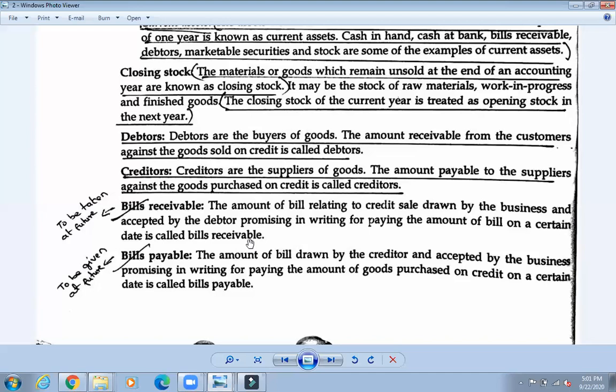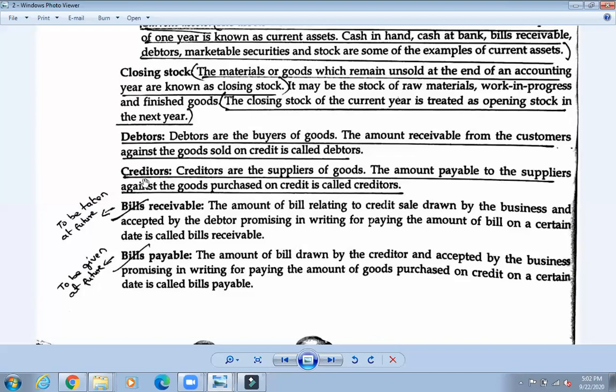So bills payable means those things which you need to pay. Write down all the definitions separately. Bills payable means those amounts which you need to pay in the future. You will promise afterwards that you will pay after 2 months, and that is called the bills payable. Understood the meaning of bills receivable, bills payable, debtor, creditor?